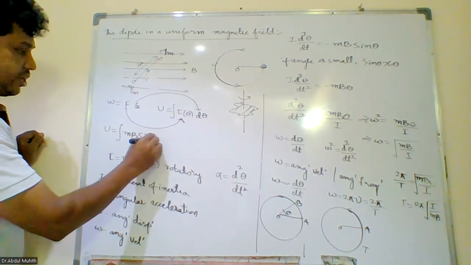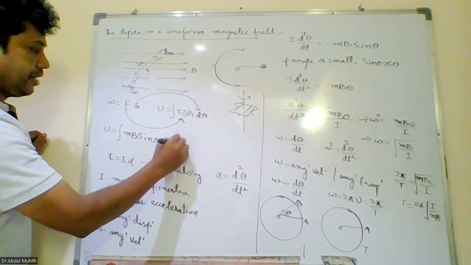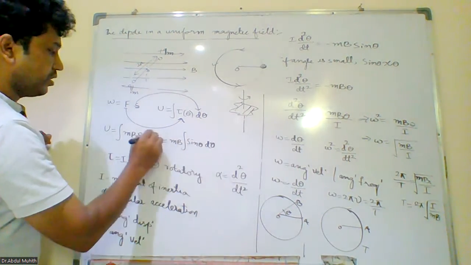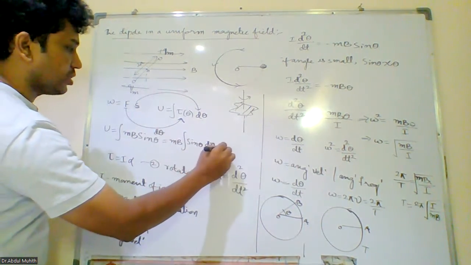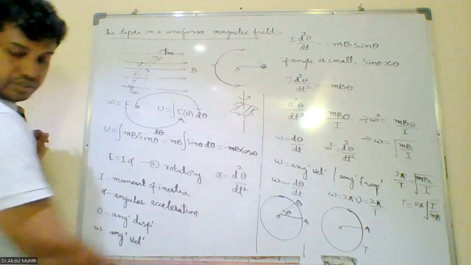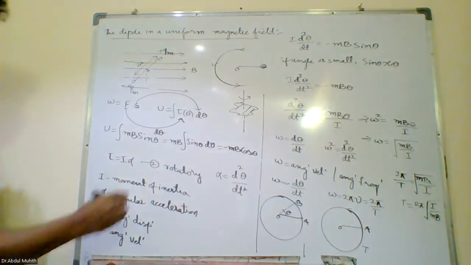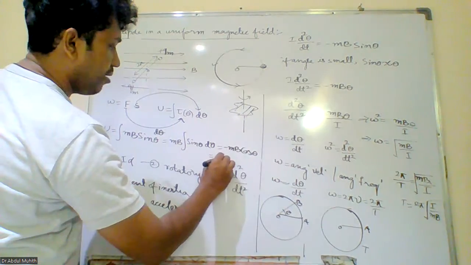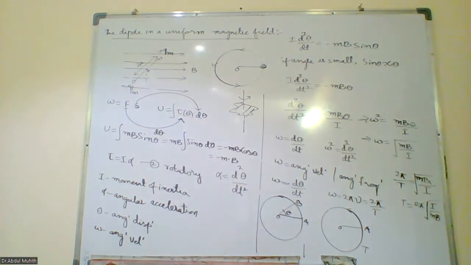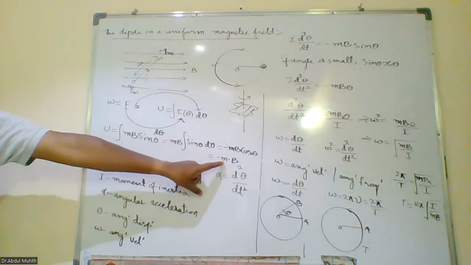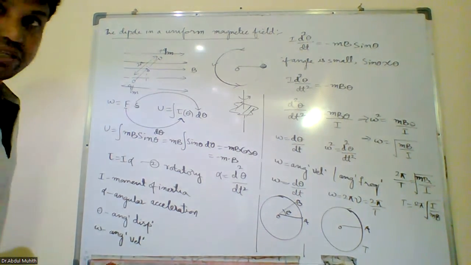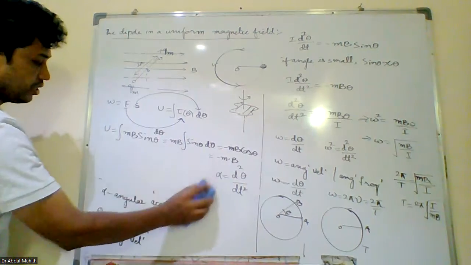Now what do we write here? mB is constant. Integration of sin theta is minus cos theta. So minus mB cos theta. Is that clear? Or we can write minus M dot B. Why dot? Because it is a dot product. A dot B is equal to AB cos theta. Is that clear? Okay, so this completes the second derivation.